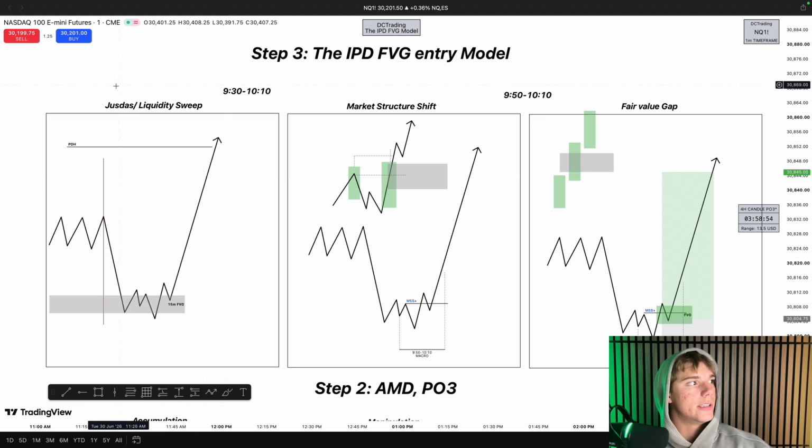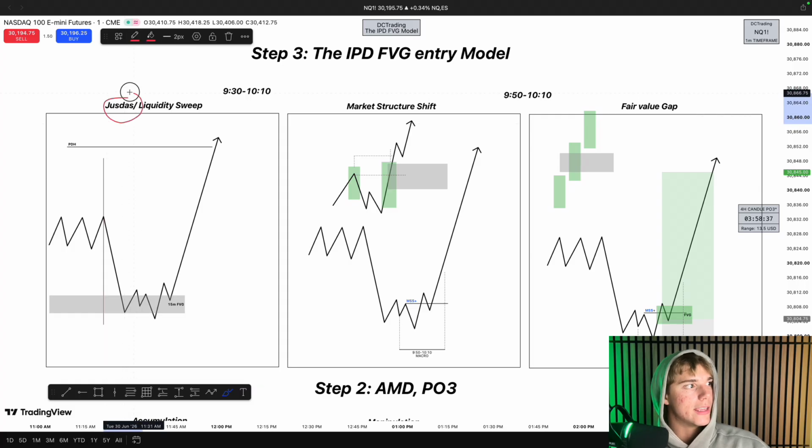So as you can see, this is going to be our accumulation, manipulation, and distribution. This red line is going to be market open. You can see pre-market, it is going to accumulate. During market open, you're going to have your Judas swing coming down, taking out sell side liquidity, and also coming down into a 15-minute fair value gap. That is going to be step 1 between 9:30 and 10 a.m. You want to see that Judas swing.